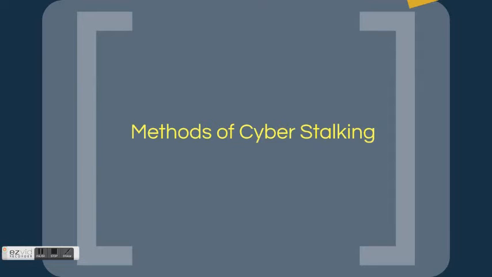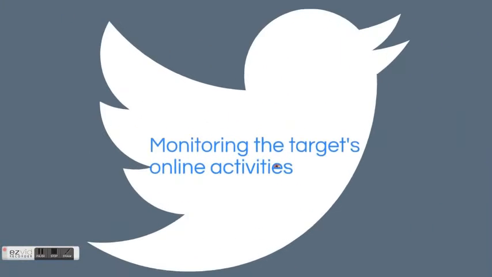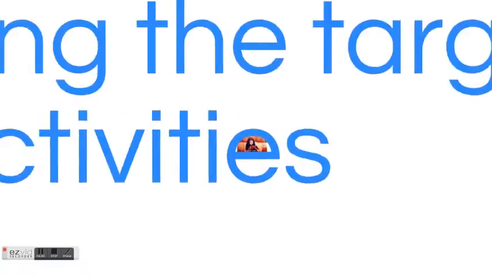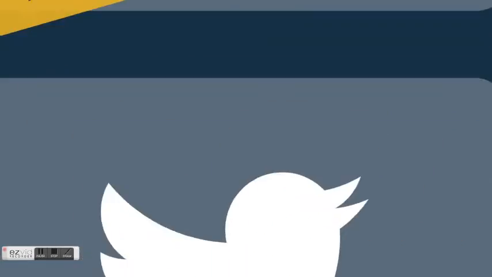Next, let's discuss some of the popular methods of cyberstalking. First, social media. Through the increased use of social media such as Facebook, Twitter, etc., an individual's profile, photos, and status updates may provide enough information for cyberstalkers to make someone a potential victim of stalking without even being aware of the risk.